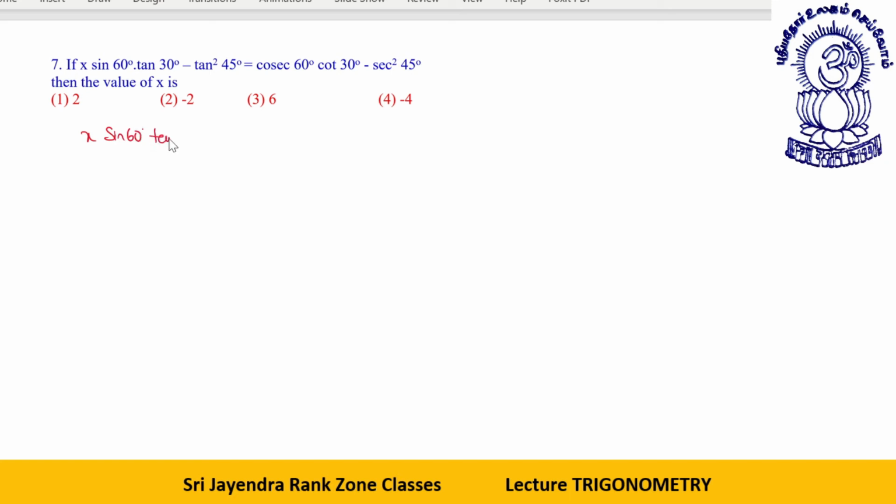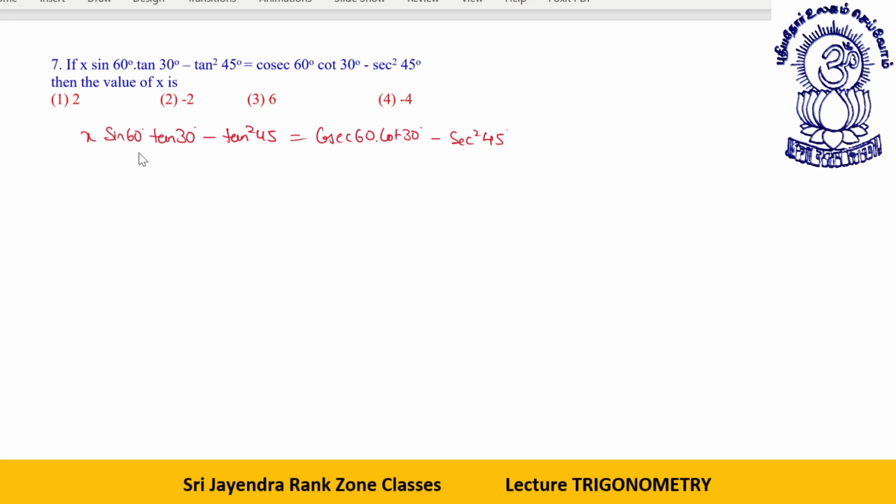sine 60 tan 30 minus tan square 45 is equal to X. These are the actual questions which are based on this exercise, where we will be concentrating mostly on angles, the trigonometric values for the given angles.